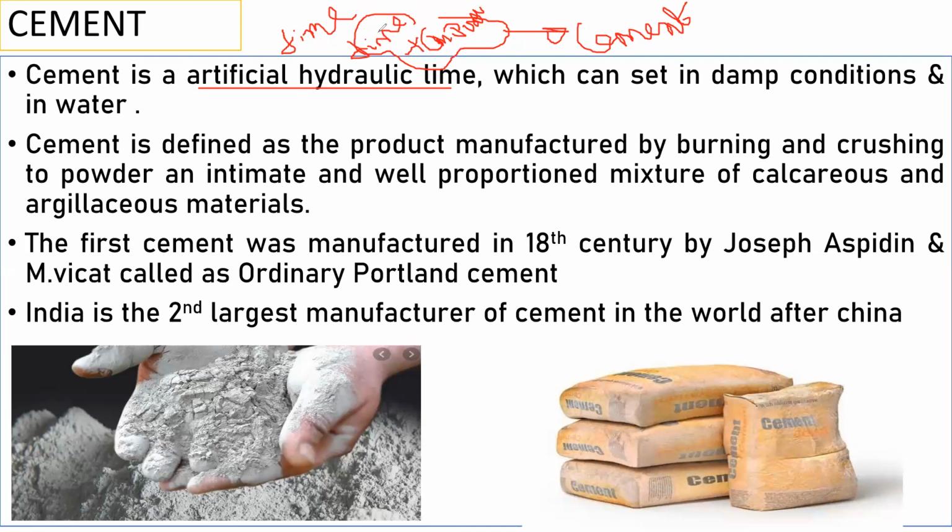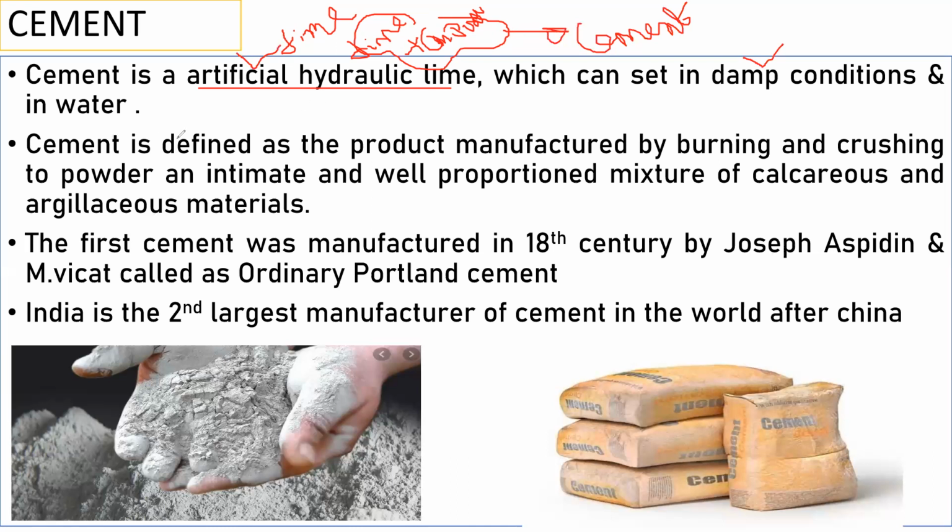But if you take only lime and don't add any impurities into it, then what used to happen? It used to set, but it took a long time to set, and it was very difficult for it to set in damp conditions. So we knew all these things. That is why we started to add certain impurities, and we'll see what those impurities are. Since we started adding impurities into the lime, this became cement, and that is why we say that cement is an artificial hydraulic lime.